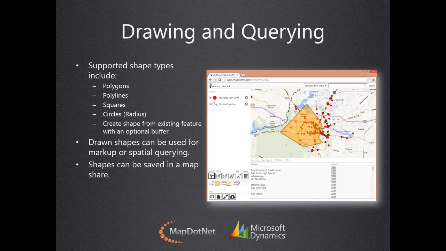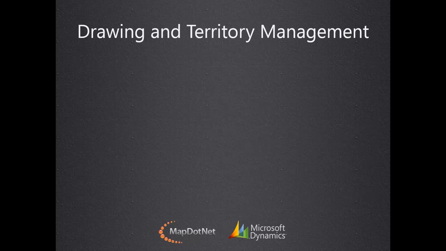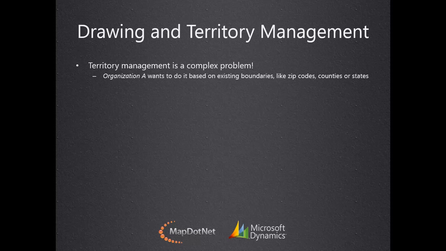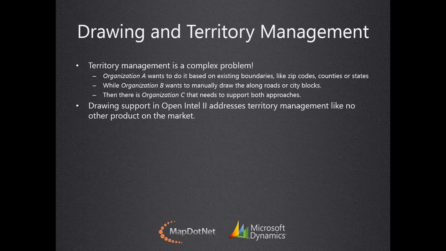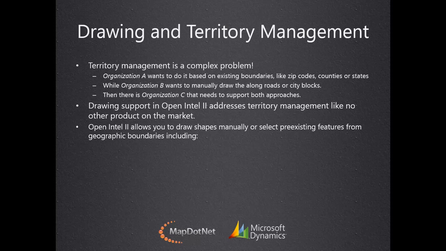One of the great things about drawing is the ability to then tackle the territory management problem, which is very complex. For example, Organization A wants to be able to draw territories based on existing boundaries like zip codes, counties, or states, while Organization B wants to be able to manually draw territories along roads or city blocks. And then some organizations need to take both approaches. Drawing support in OpenIntel 2 addresses territory management like no other product on the market. OpenIntel 2 allows you to draw shapes manually or select pre-existing features from geographic boundaries such as countries, counties, zip codes, census tracts, or block groups.